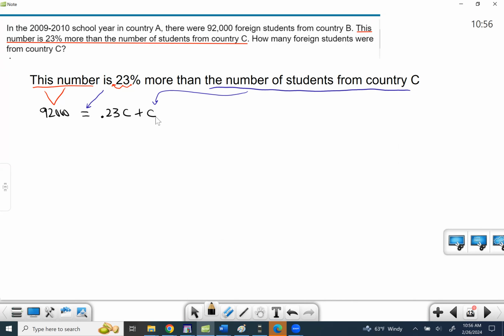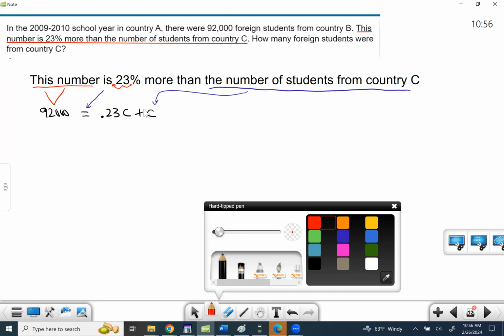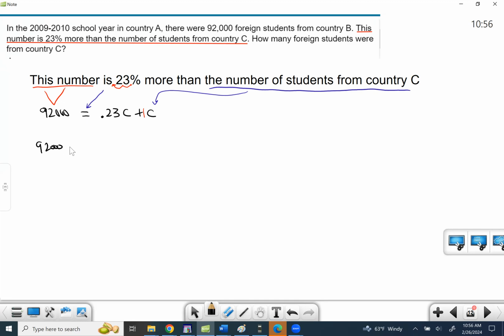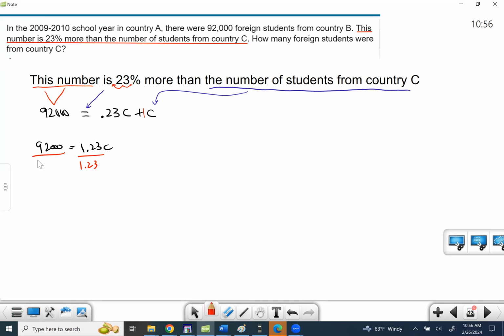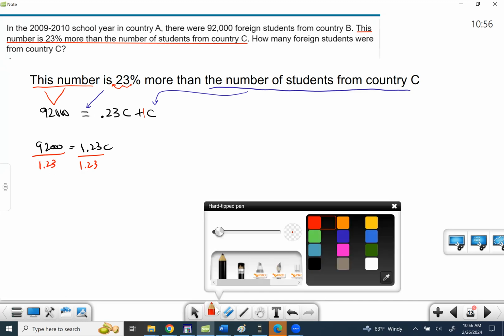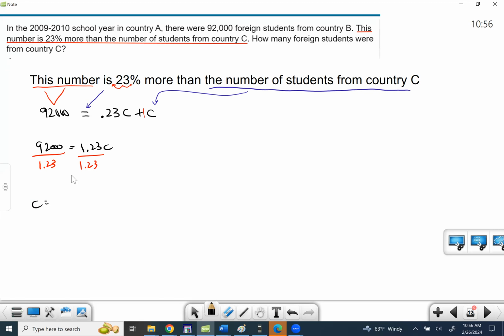Okay, so let's look at this. This number, the 92,000, is means equal 0.23 times C. That's 23% of C. More than means add, and add it back to C. Now there's a 1 in front of this C right here. So when we add those two together and combine like terms, we get 1.23C. And then we know to divide by 1.23 on both sides, so we end up with C equals, because those cancel.